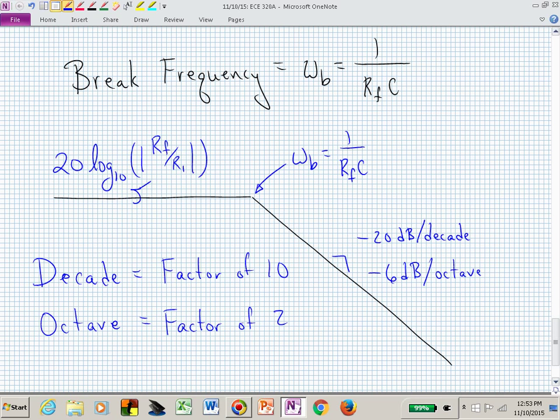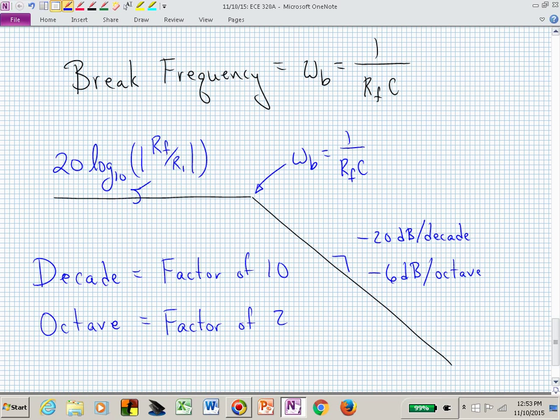Which means that if we were sitting at our break frequency of 3, and I said, what's the dB in this straight line sketch, an octave beyond 3, what frequency are we talking about now? We were at 3, we go an octave higher, that's a factor of 2, so now we have 3 times 2, high level math, 6. So now we're at omega equal to 6, and where are we in our magnitude? Minus 6. We're down 1 octave beyond.